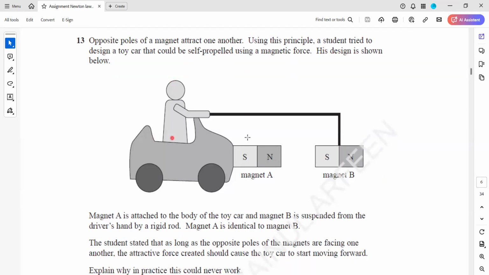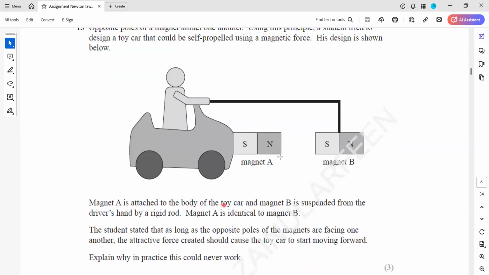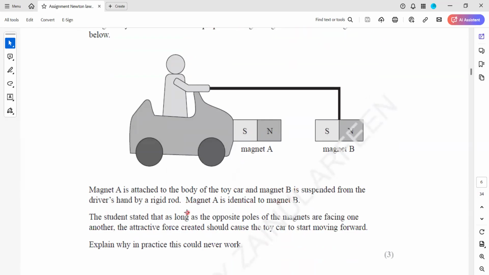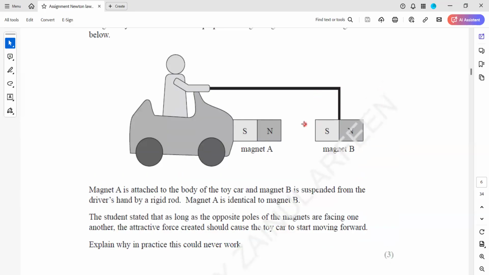His design is shown, as you can see. A magnet A is attached to the body of a toy car and a magnet B is suspended from a driver's hands by a rigid rod. The magnet A is identical to magnet B. The student stated that as long as opposite poles of the magnets are facing one another, the attractive force created should cause the toy car to move forward. That is the student's suggestion. Explain why in practice this could never work.